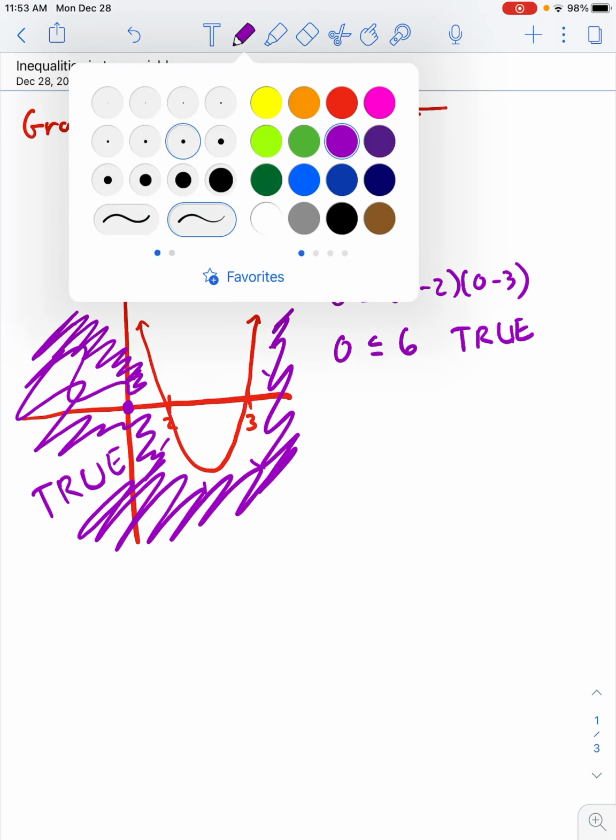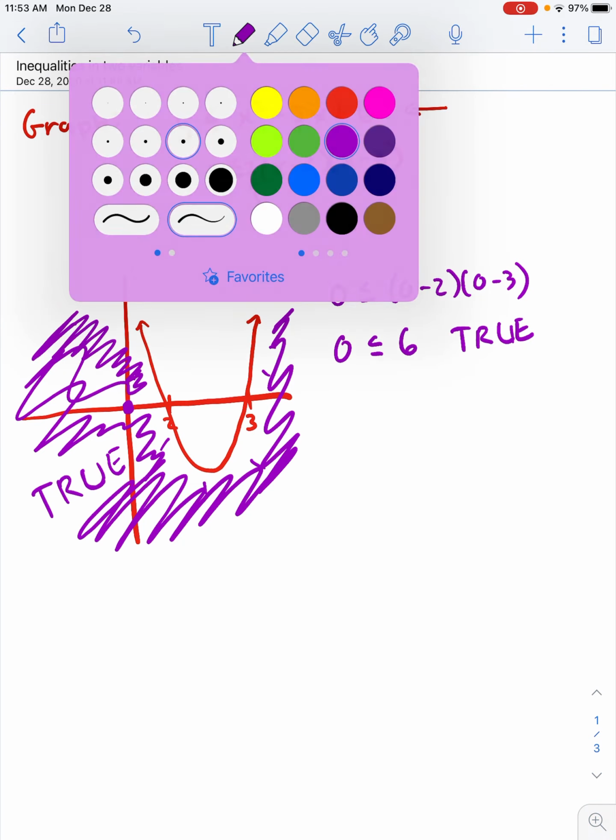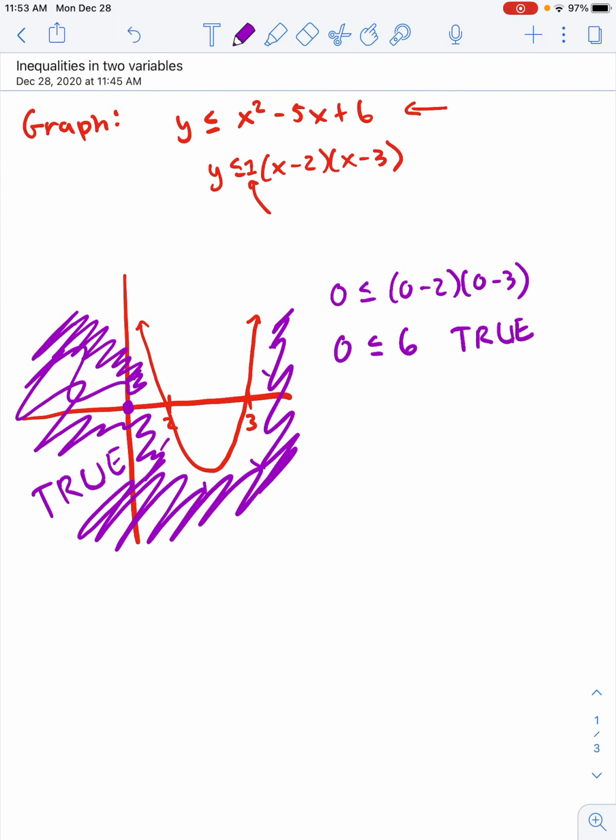Now everything on this side of the boundary line is going to be false, so I don't shade that in. I just leave that blank. And then my last step is basically just to look at whether that boundary line is true or not. And because this is a less than or equal to sign, that means the boundary line is going to be shaded in as well. If this were just a less than sign, our boundary line would not be shaded in. So this would be your final graph.